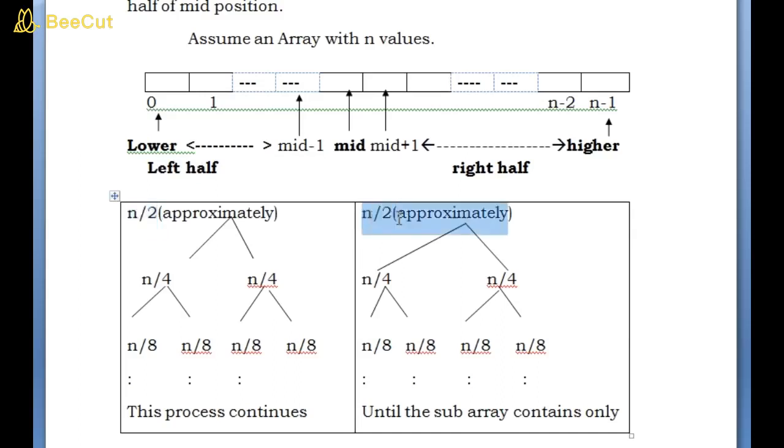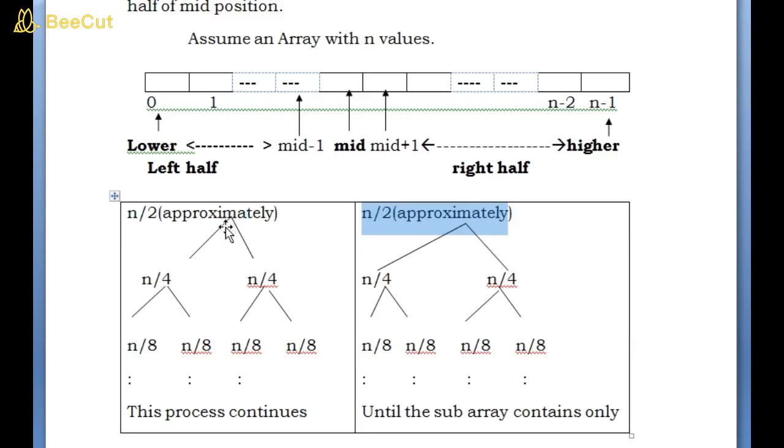Similarly, approximately the right half may contain n by 2 number of elements. Again, for these n by 2 elements, we calculate the middle position, then we compare the key value with the middle element of this left half. If both are equal, we say that the key is found and stop the process.